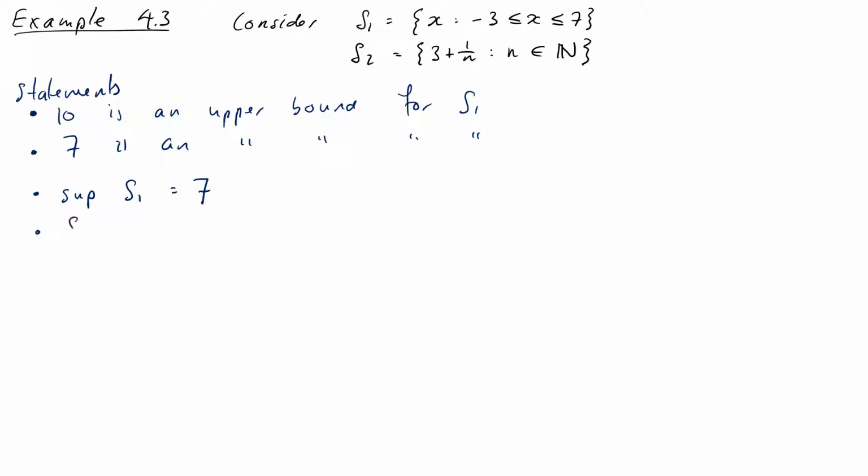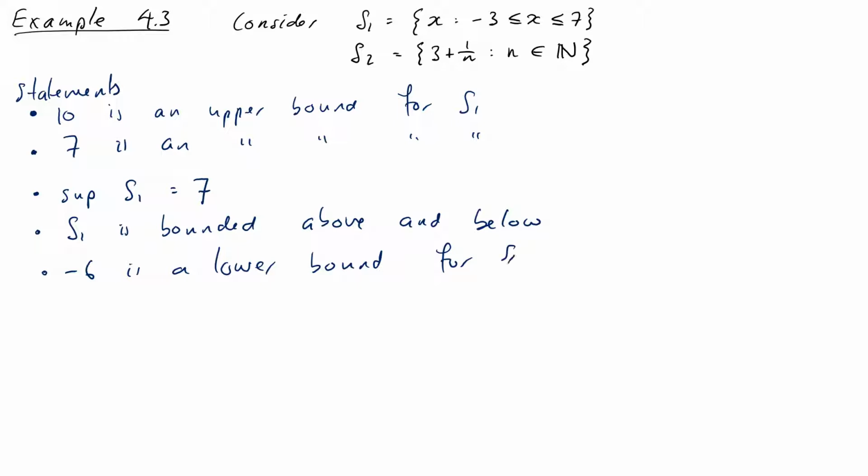Okay, we can also say that S1 is bounded above and below. Bounded just means there exists an upper or a lower bound. So if I say it's bounded above, it means I can find at least one upper bound for it. Similarly, bounded below means at least one lower bound. You could just say S1 is bounded, and that encapsulates both in one. Okay, so if we look at lower bounds, doing the same kind of thing, -6 is a lower bound for S1. And we can move across and find the greatest one. -3 is also a lower bound. And just to practice using the terminology correctly, we can say that the infimum of S1 is equal to -3.